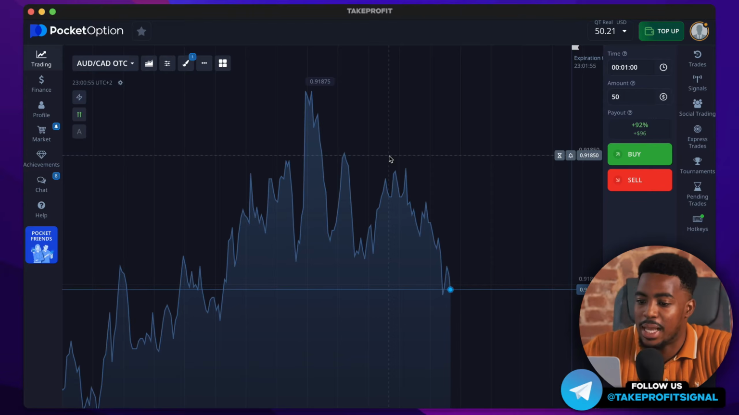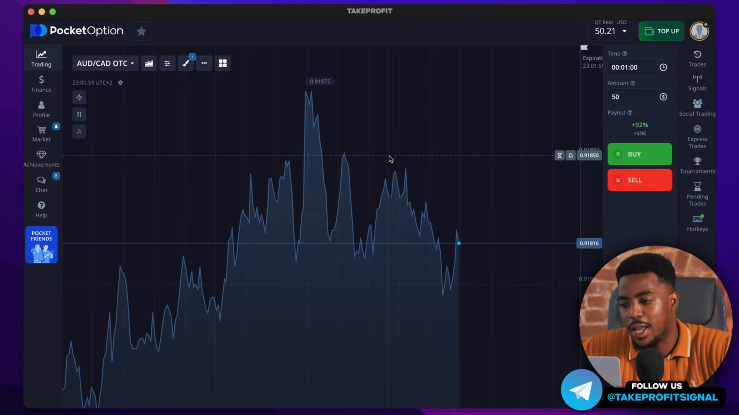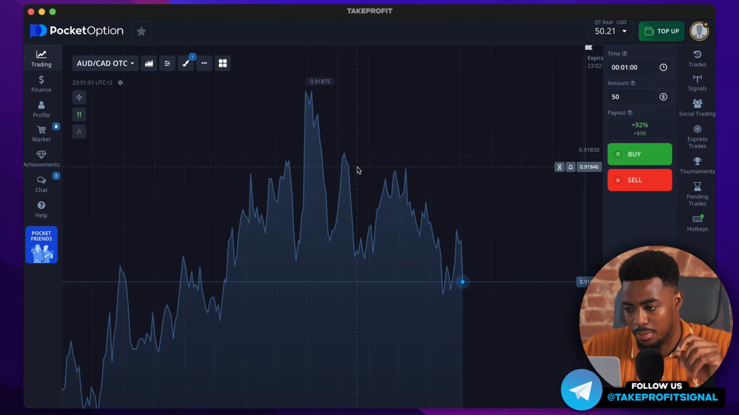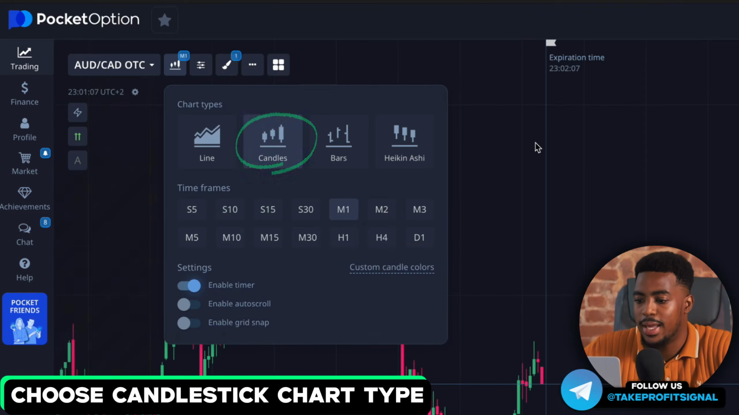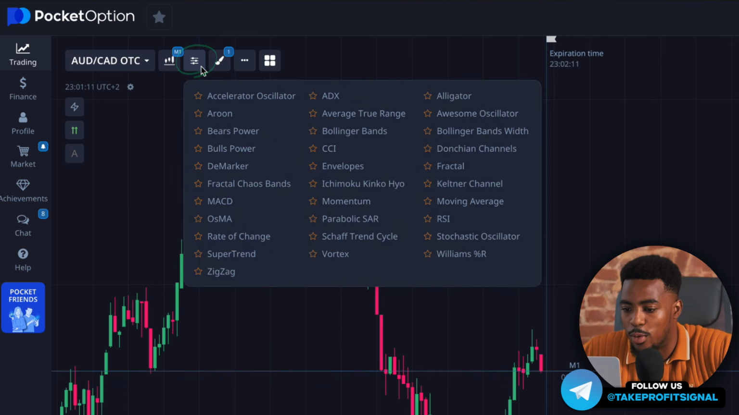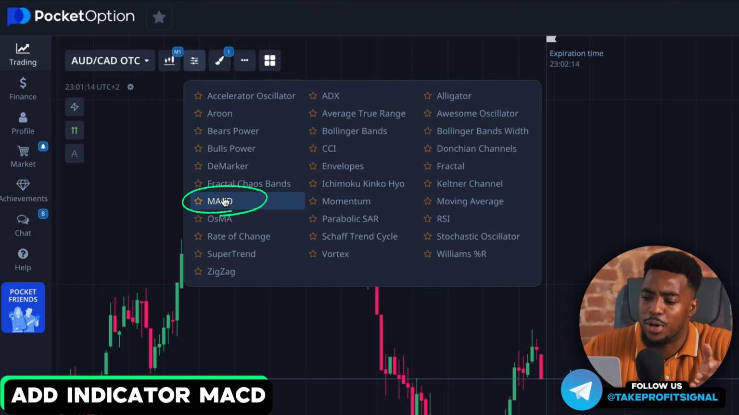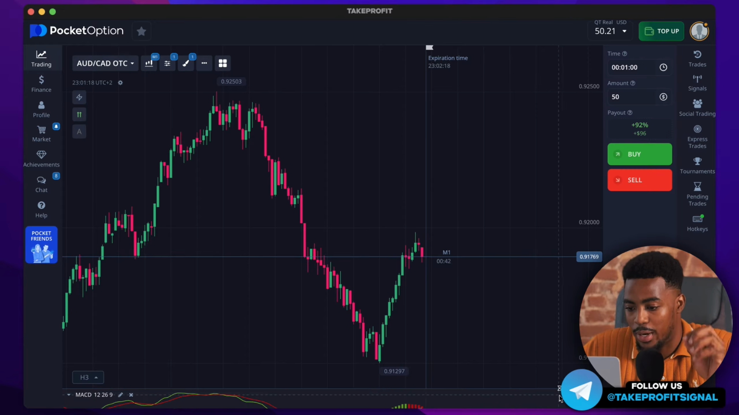Now let me explain step by step how to make profitable trades easily. Today I am trading on the Pocket Option platform, but you can use any broker. First of all, we need to switch to a candle type of chart. This is a very important step. The second step is to add one indicator. You may have heard about this indicator, but now I will show you the settings that really work.